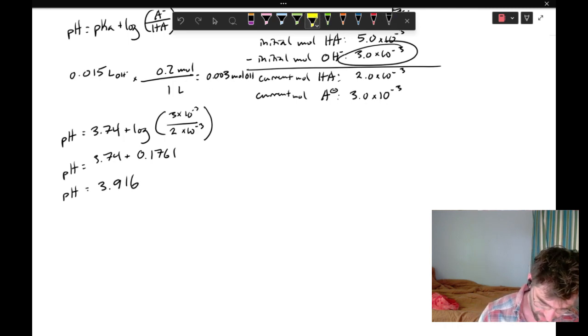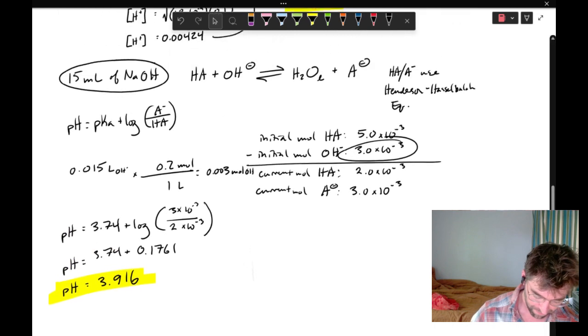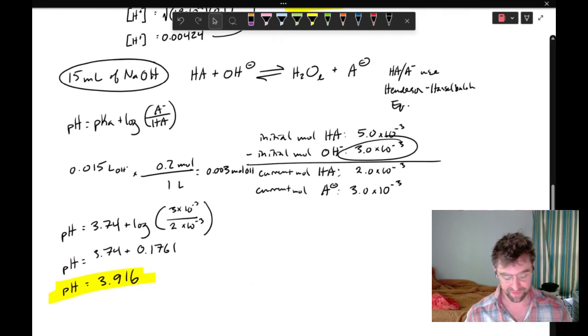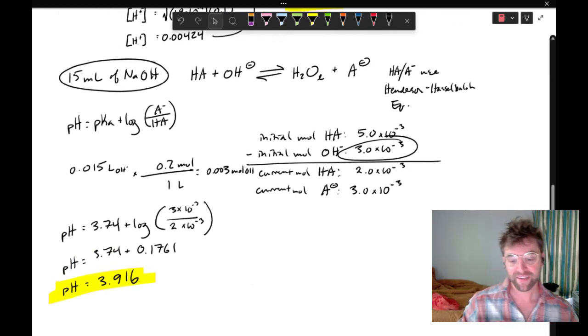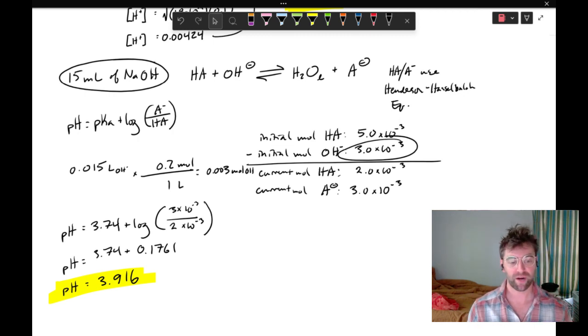3.916, and we should be done. So after adding 15 milliliters of sodium hydroxide titrant to our acid, we now have a solution that is slightly less acidic. Still pretty intense though.